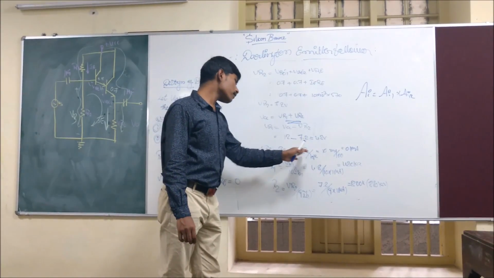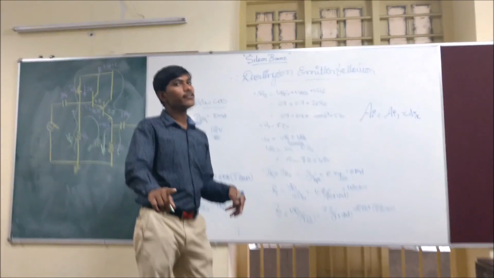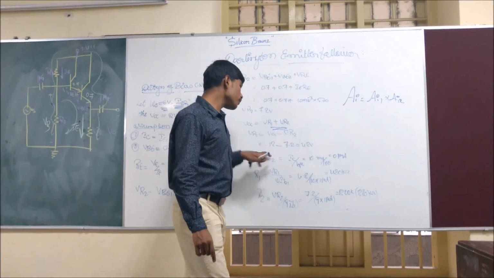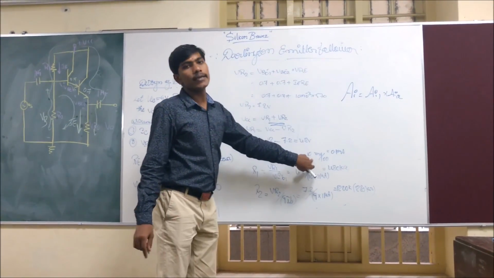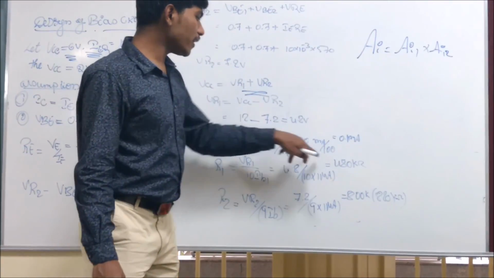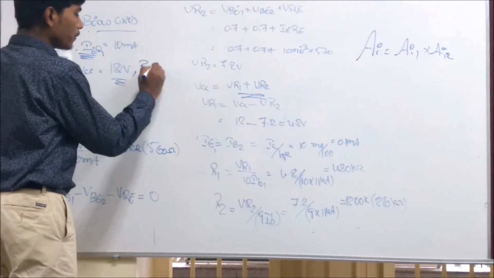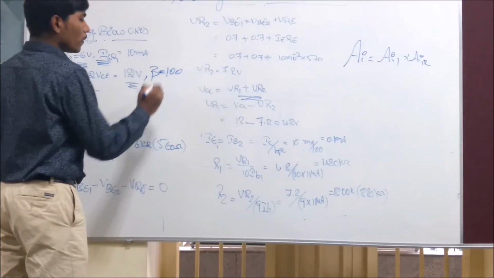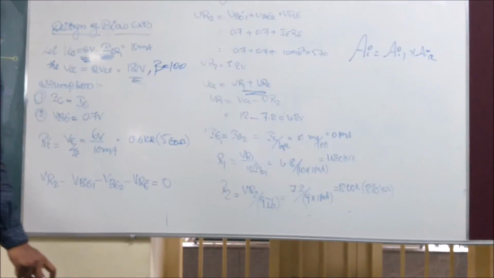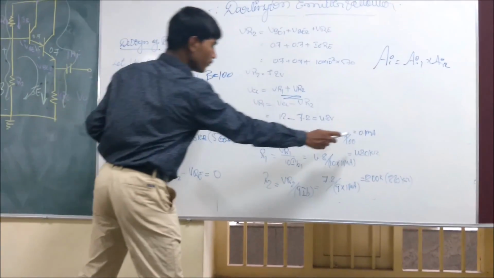IB2 is IC divided by HFE, where HFE is nothing but beta. We know IC is almost equal to IE, that is 10 milliamperes, which is our first assumption. From that, let's define beta as 100. That gives me the biasing current for this biasing resistance.